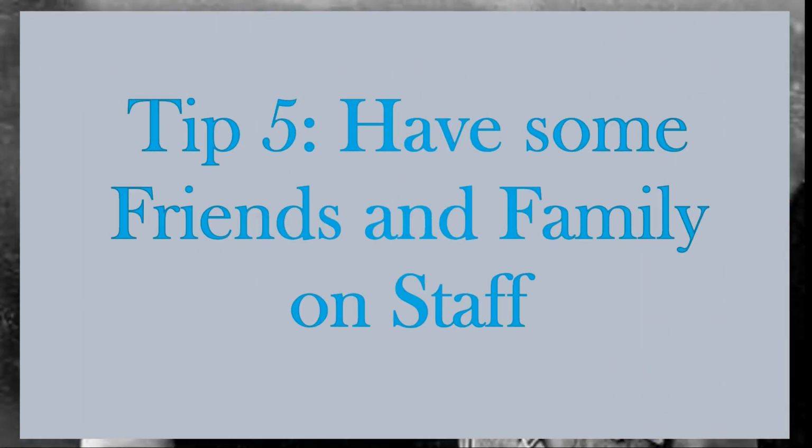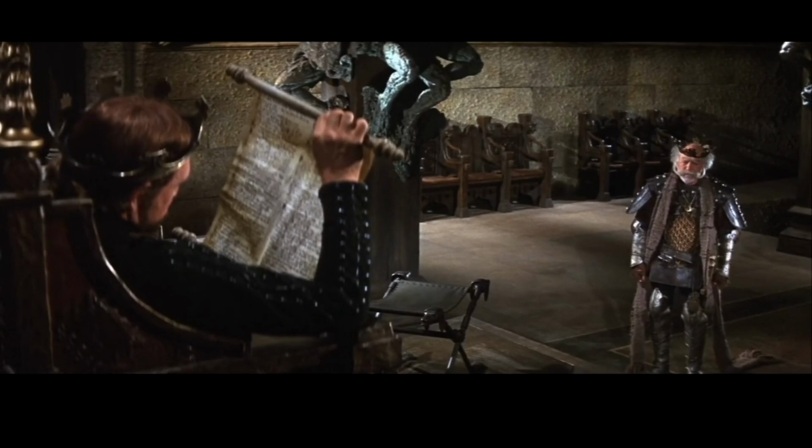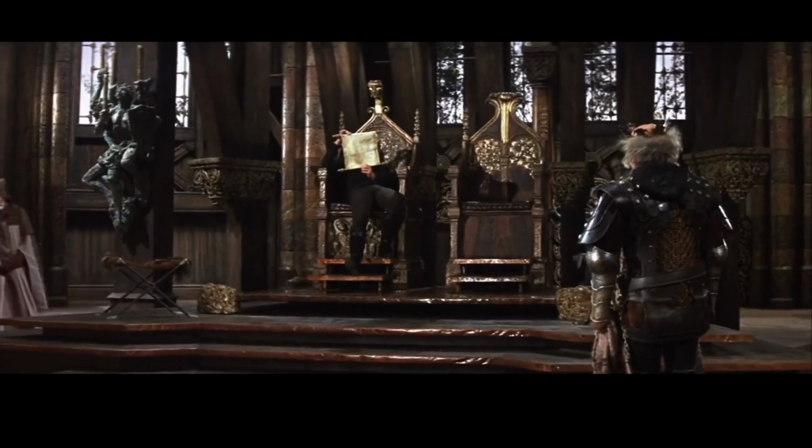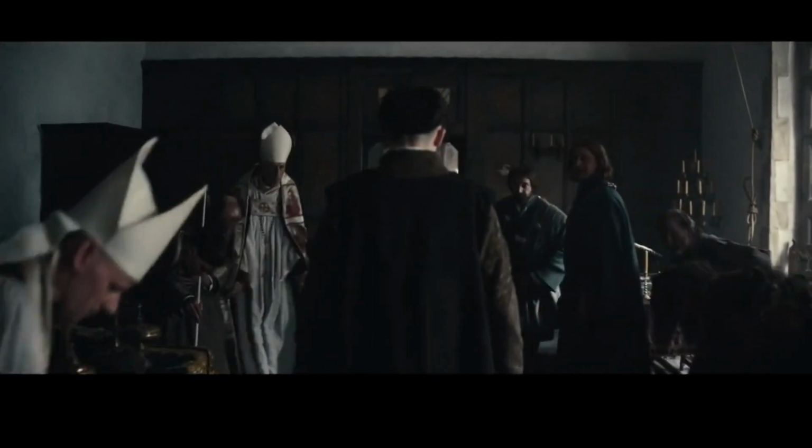Tip 5. Have some friends and family on staff. Nepotism is the name of the game here. Political power is concentrated in the hands of a few people or just one person. For thousands of years all across the world, monarchies have been ruled by influential families. Who better to be the new king than the son of the old?